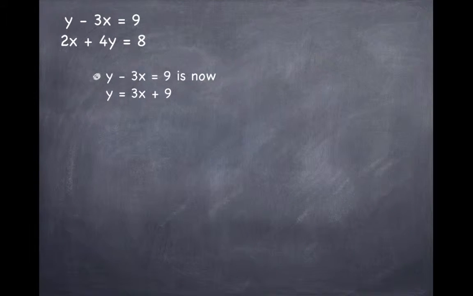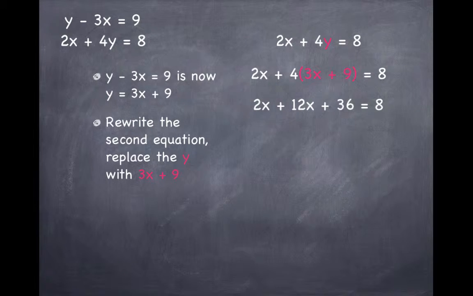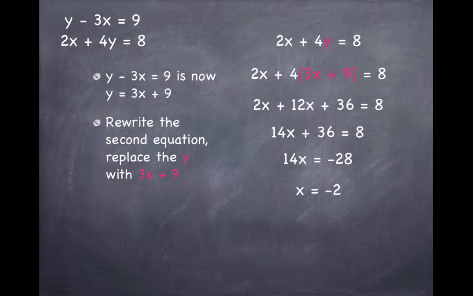Now that I have transformed that equation to y equals 3x plus 9, where the y appears in the second equation, I can replace it with 3x plus 9. So instead of 4 times y, I'm going to take 4 times the quantity 3x plus 9. We'll distribute the 4, combine the like terms, subtract 36, divide by 14, and we have x equals negative 2.